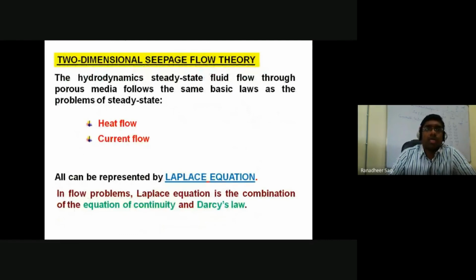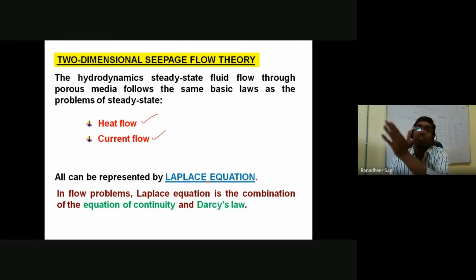Next, the problems we are going to come across in this hydrodynamics are hydrology related structures. Hydrodynamic steady state fluid flow through a porous medium follows the same basic laws as the cases we come across in heat flow or current flow conditions. If you look at heat flow, from the laws of thermodynamics we can understand there is heat transfer from higher gradient to lower gradient. So heat flow takes place from higher temperature to lower temperature.